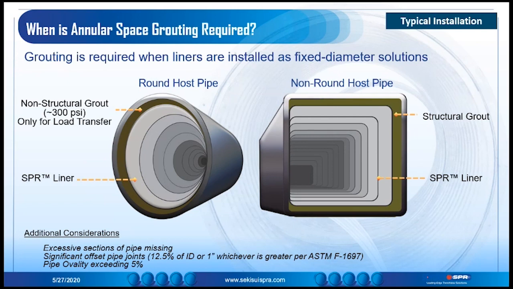When working with the design of a non-circular wound liner inside of a non-round host pipe, a structural grout will always be required, as depicted with the picture on the right. In both cases, the strength of the grout, cellular or structural, is determined by a professional engineer who will look not only at the strength of the liner, but also the loading conditions in making their recommendation.